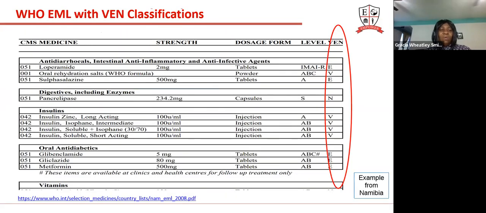So now let us look at how we do the VEN. We have the central medicines supply, the strength, the dosage form, and then the VEN. As we can see, loperamide has been classified as essential, whereas oral rehydration solution has been classified as vital. Going down, glibenclamide is essential, and metformin is classified as an essential item. This is an example from Namibia.